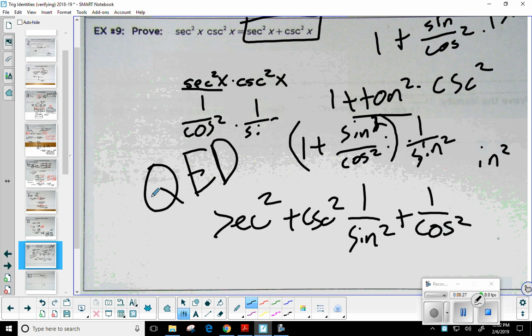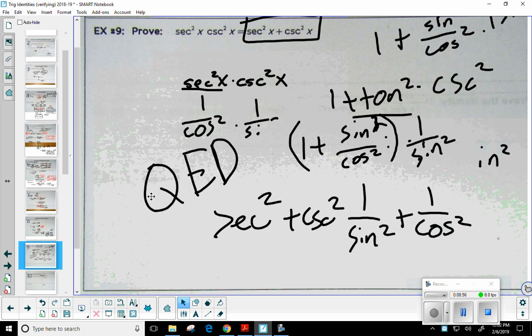Good. I kind of think of these as little puzzles. That's good. I didn't think about replacing secant squared with 1 plus tangent squared. Is everybody okay with what he did? And again, just to reiterate, it doesn't matter what order they're in. Secant squared plus cosecant squared is the same as cosecant squared plus secant squared. Addition and multiplication are both commutative, so order does not play a part here.